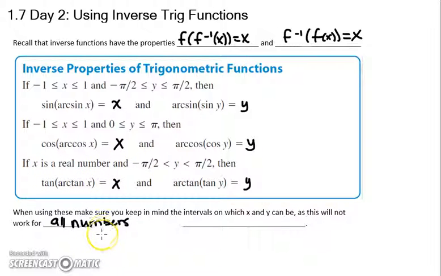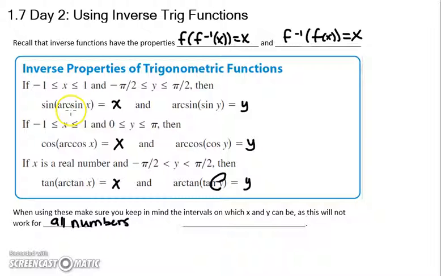It's only going to work on those because we had to restrict our domain and range of the inverse trig functions. So we have to keep in mind all of these things in order to be able to use these properties, right? If our tangent and our arctangent are going to cancel out, the y value there has to be between -pi/2 and pi/2. If our sine and arcsine are going to cancel out, this x has to be between -1 and 1.